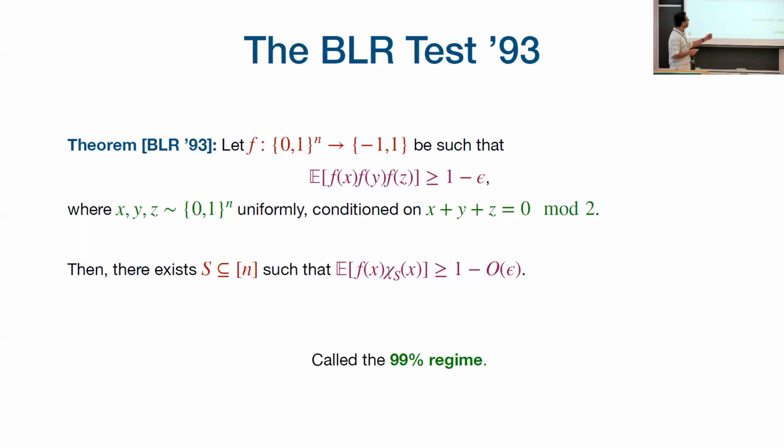And this kind of theorem is what I'll refer to as the 99% regime of the test. The reason for that is that here I have this test acceptance probability, which is close to 1 minus epsilon, which is like 99%. And essentially this theorem says that if the test accepts with probability something like 99%, then the correlation between f and a linear function is maybe like 97%. Okay, so I hope everything up till here makes sense.